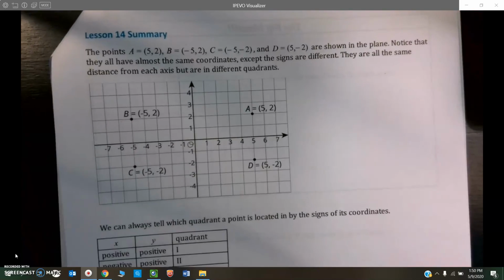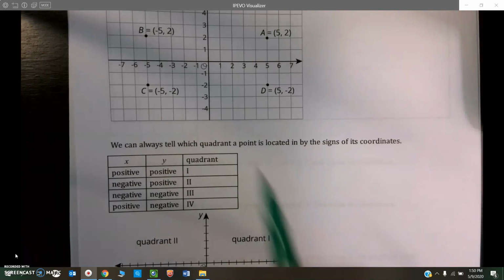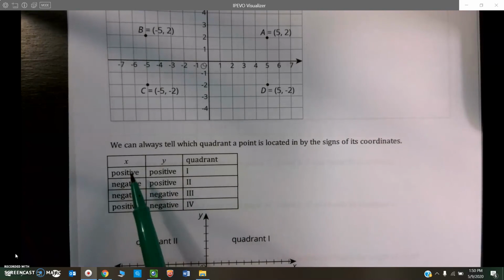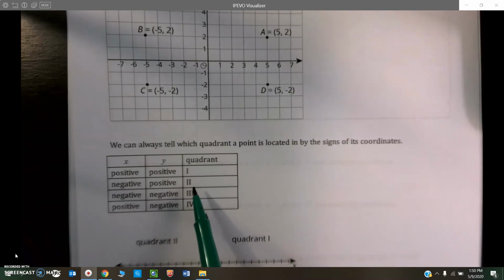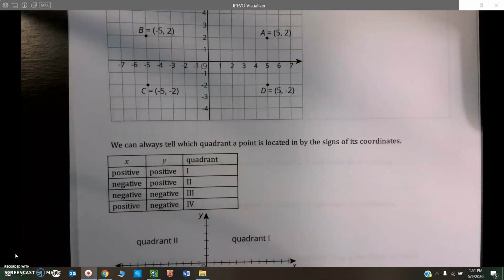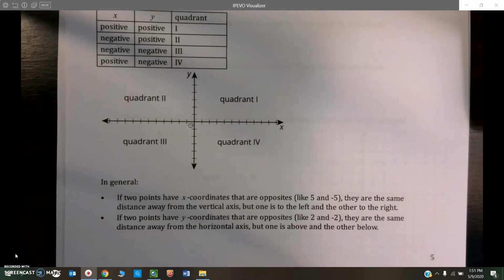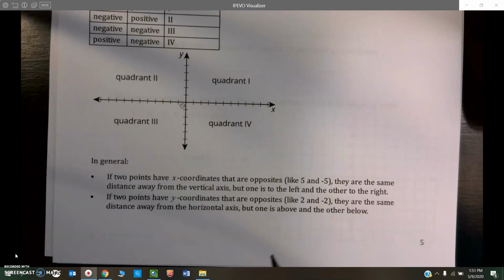All right, so lesson summary. Once again, we've got this table that represents the quadrants that we mentioned before. Quadrant 1 is all positive. Quadrant 2 means you have a negative x, and so on and so forth. So it's important to read this over, just remembering that when we talk about distance, we can just measure that on the coordinate plane.